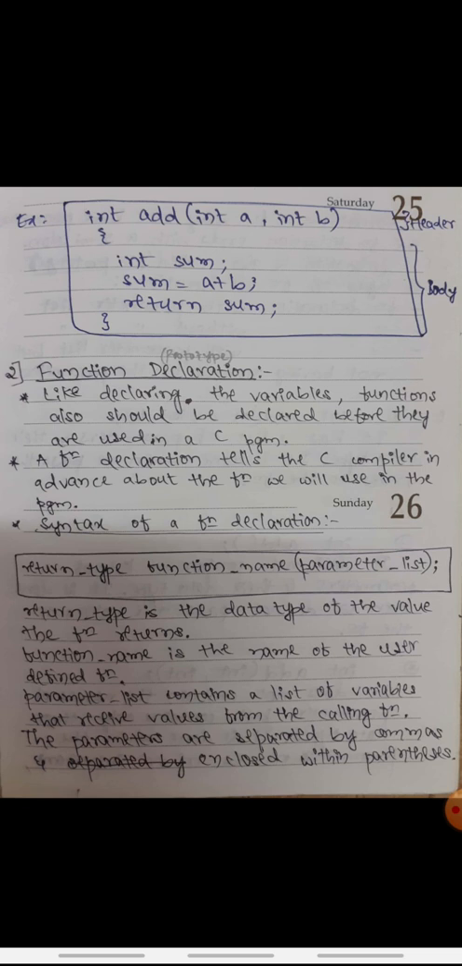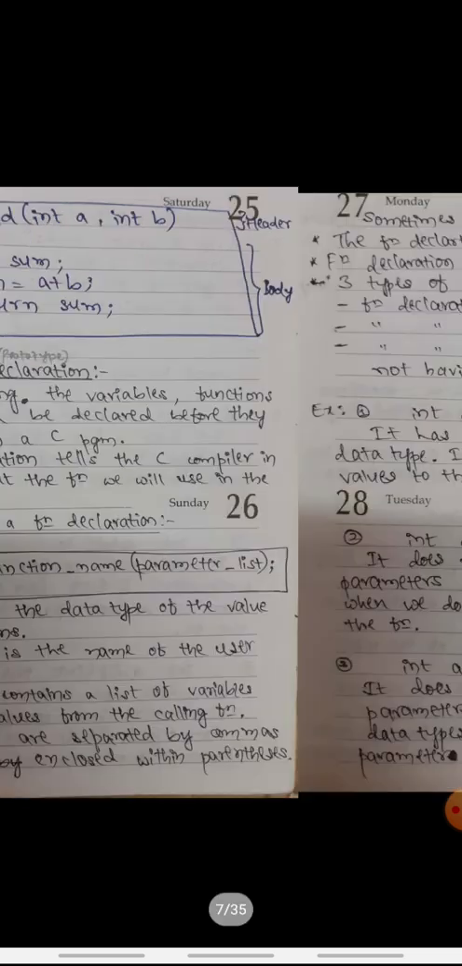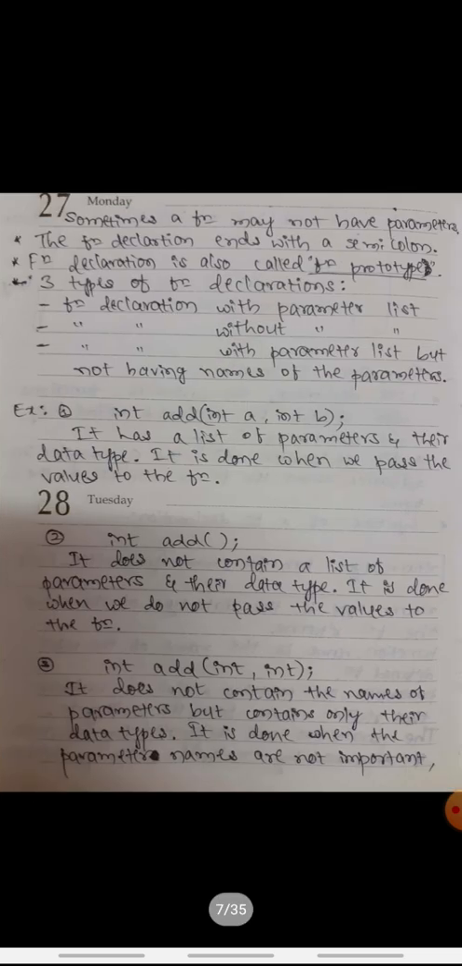Here the return type is the data type of the value the function returns, and the function name is the name of the user defined function. The parameter list contains a list of variables that receive values from the calling function. The parameters are separated by commas and enclosed within parentheses. Sometimes a function may not have parameters. The function declaration ends with a semicolon. A function declaration is also called a function prototype.